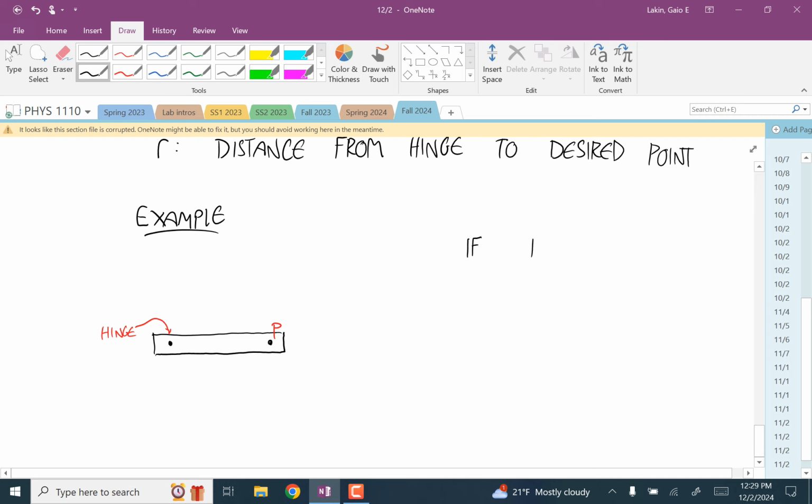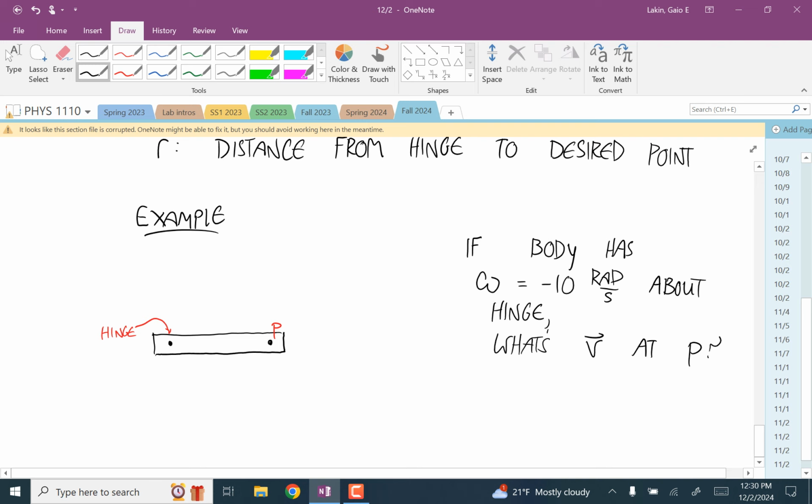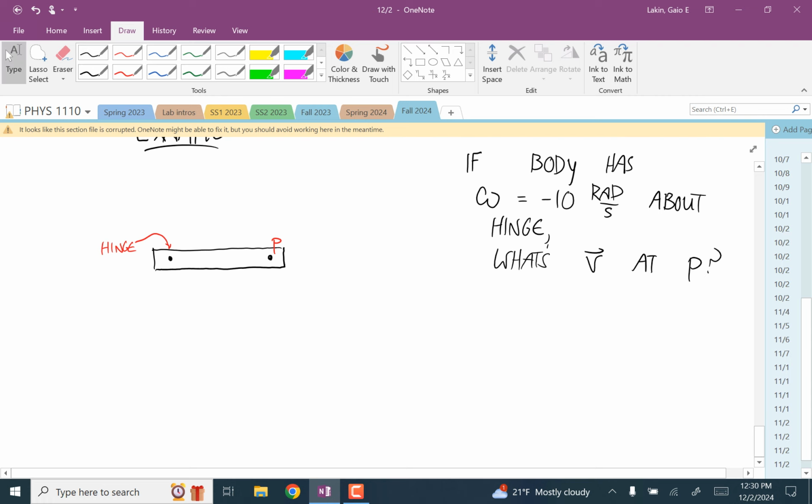And if the body has an angular velocity omega of negative 10 radians per second about the hinge, what's the velocity vector at that point P? Okay, well, let me copy this.